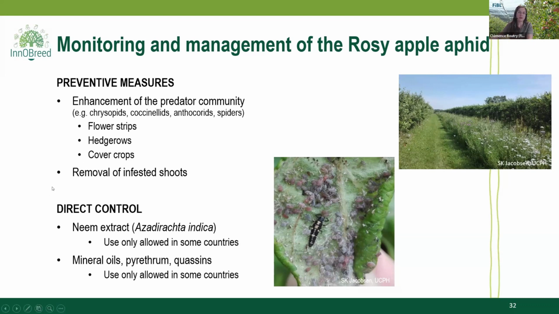And then you have direct control with two modes of action. You have the neem extract, which is taken up by the leaf, and when the aphids suck on the leaf, they take up the insecticide and die. Then you have the other ones, the mineral oil, the pyrethrum, the quassins, whose efficacy is through direct contact with the aphids.